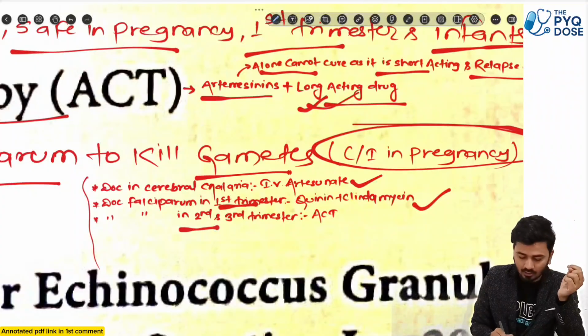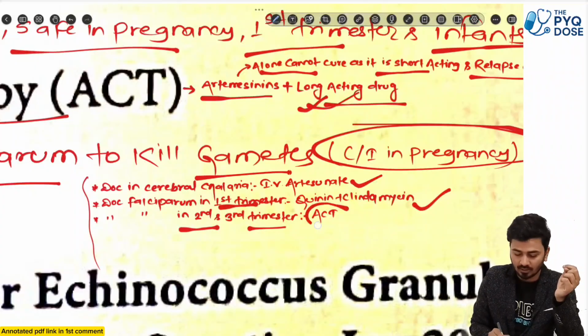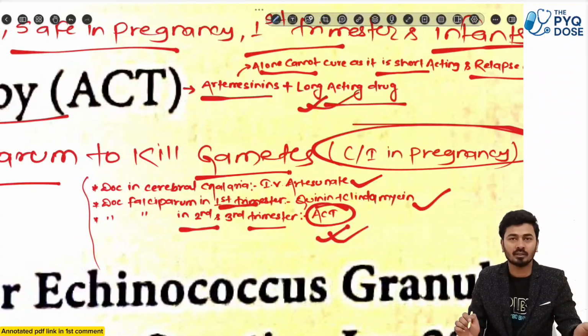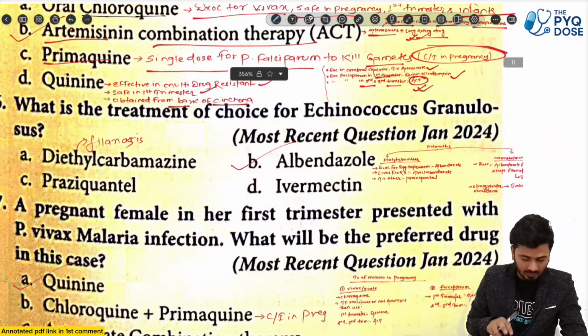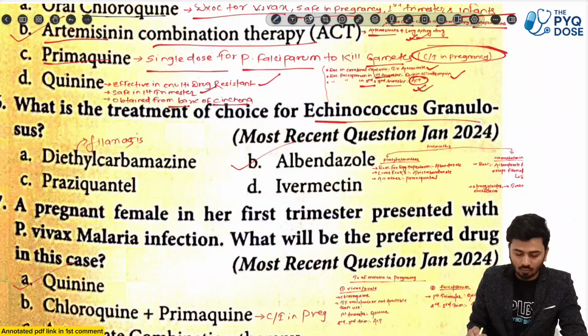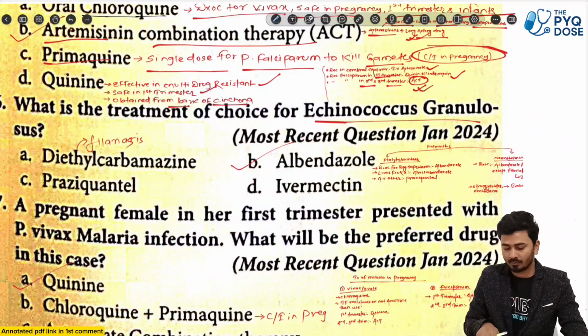In the second and third trimester for Plasmodium falciparum will be ACT, that is artemisinin combined therapy. Okay, so let's move ahead. What is the treatment of choice for Echinococcus granulosus? Okay, Echinococcus granulosus. So let's see first some of the helminths.